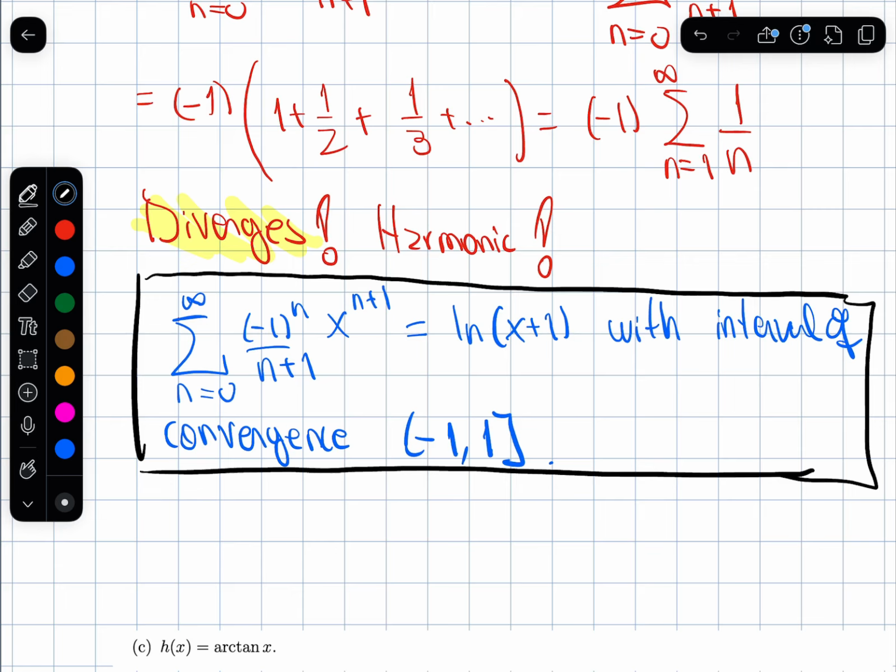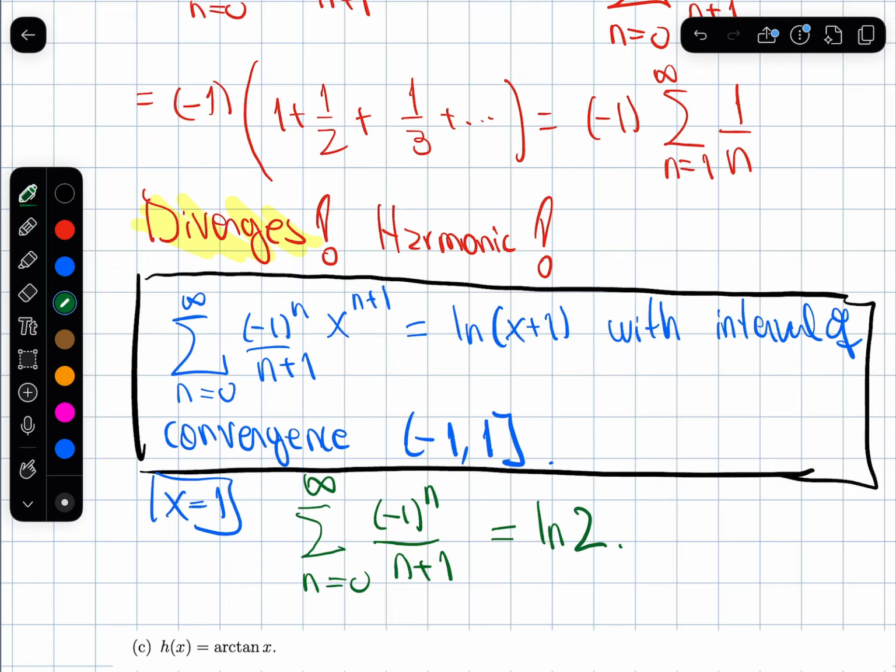bonkers, completely bonkers. Because we know that x equals 1 is included in my interval of convergence, I might as well, if I want, plug in x equals 1 again into this whole equation to see that the sum, n equals 0 to infinity, equals the natural log of 2.